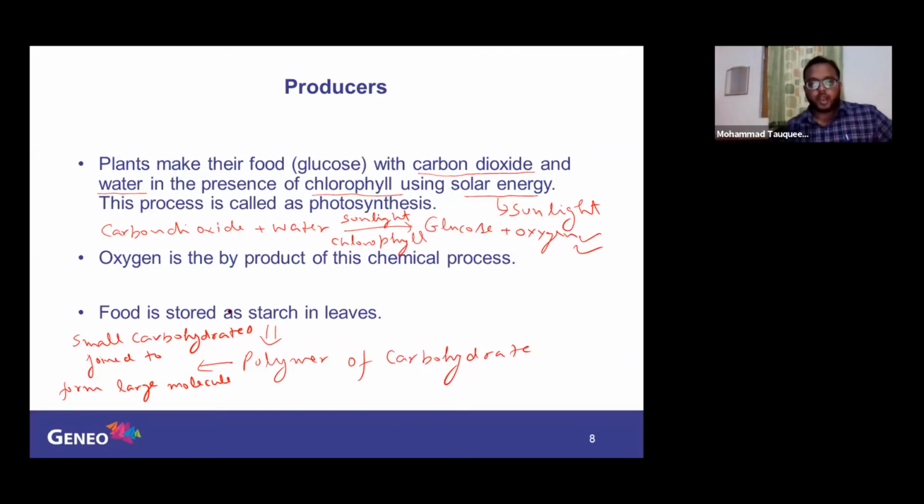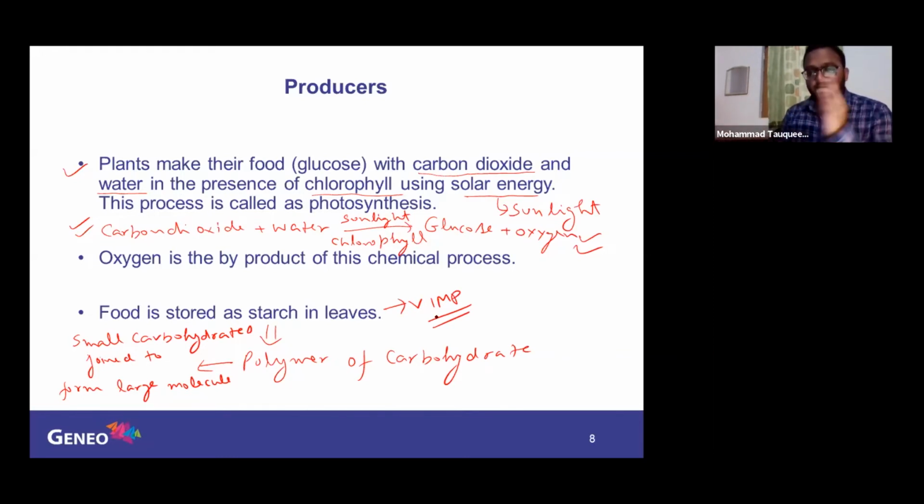So in this slide, you have to remember the equation that I have written here: plants make their food, that is glucose, from carbon dioxide and water in the presence of chlorophyll and solar energy. Oxygen is the byproduct. I have also explained one demerit of deforestation: if we cut forests a lot, then oxygen will be reduced day by day. Next, food is stored as starch in the leaves. This is a very important question, and it may be asked in your objective multiple choice questions or fill in the blanks. So I hope this slide about the producer is clear.